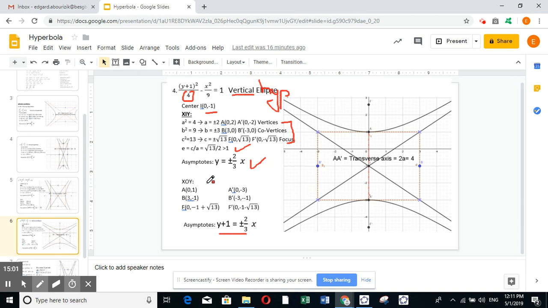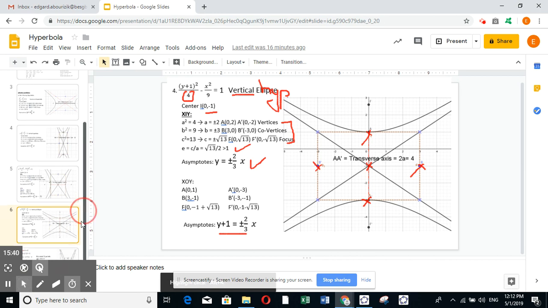Now to graph, first of all, I put the center, which is 0, minus 1. I put A that you have here, 0, 1, as you can see here. A prime is 0, minus 3. B is 3, minus 1, the co-vertex. And minus 3, minus 1. I join the four corners. I do the asymptotes. Because it's vertical, I graph the asymptotes as these two lines. And the transverse axis, because vertical, is parallel to the y-axis, equal to 2a, which is equal to 4.